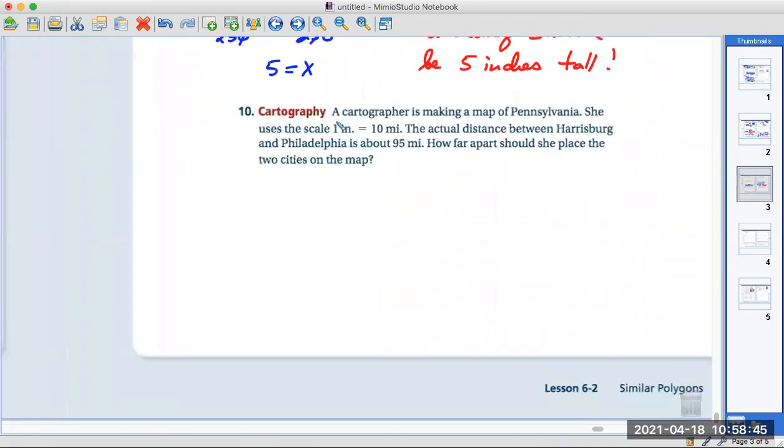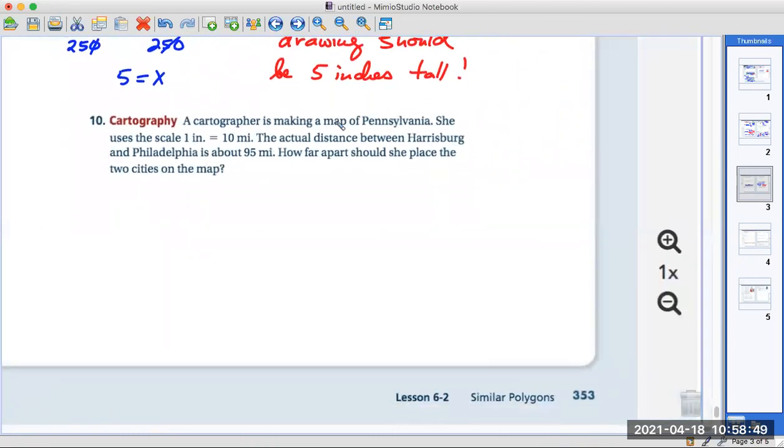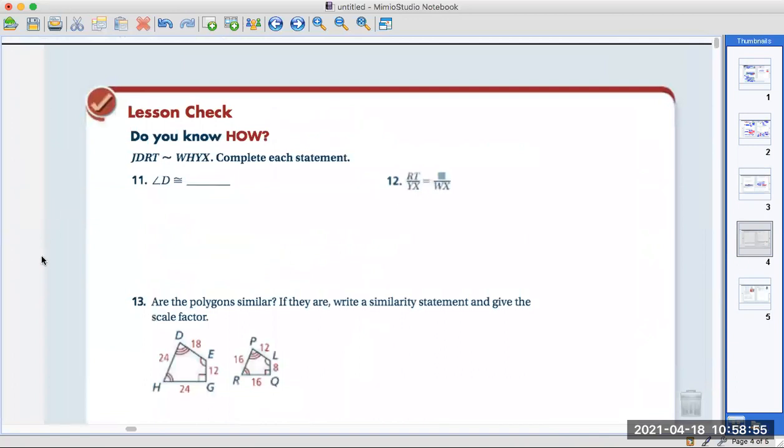Let's go on. Do I have another? Next page is homework. So we're on page 354. Please circle the ones I give you, so you have it on your paper. You're starting out with your similarity statement. So look at that and then complete each statement. So you're going to do number 11, angle.